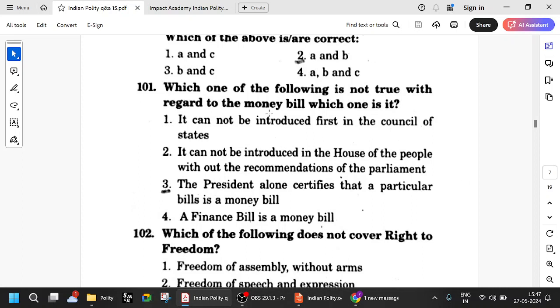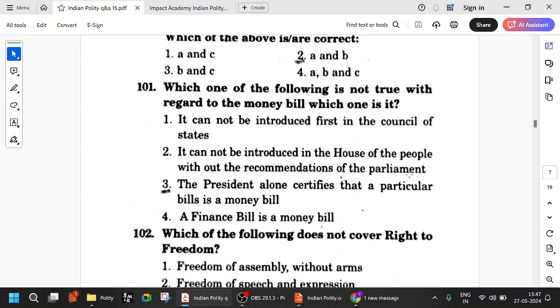So which one of the following is not true with regard to the money bill? So it cannot be introduced first in the council. That is true. It has to be introduced only in the Lok Sabha. It cannot be introduced in the House of People without the recommendation of the Parliament, which is true. This is not Parliament actually, it's the President. I think there's a mistake in the sentence. It has to have the prior recommendation of the President. There won't be any recommendation of Parliament anywhere. It is whether it needs the prior recommendation of the President or not.